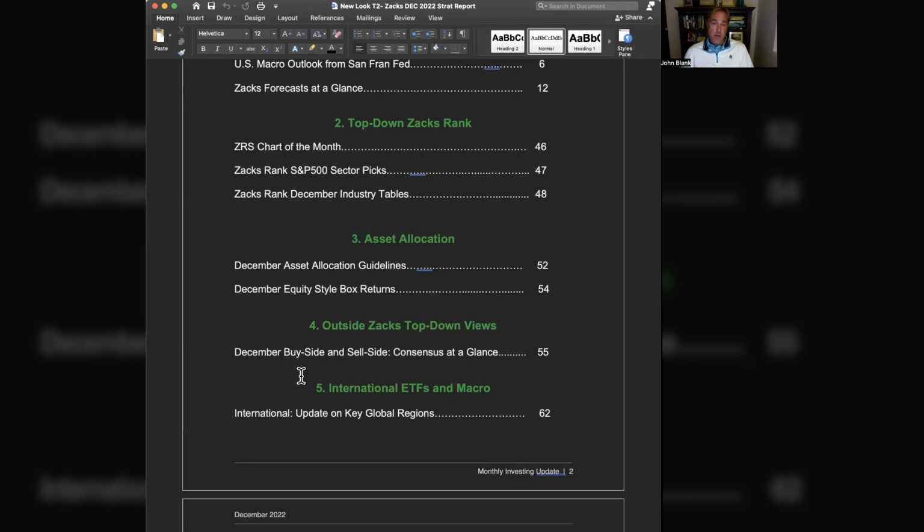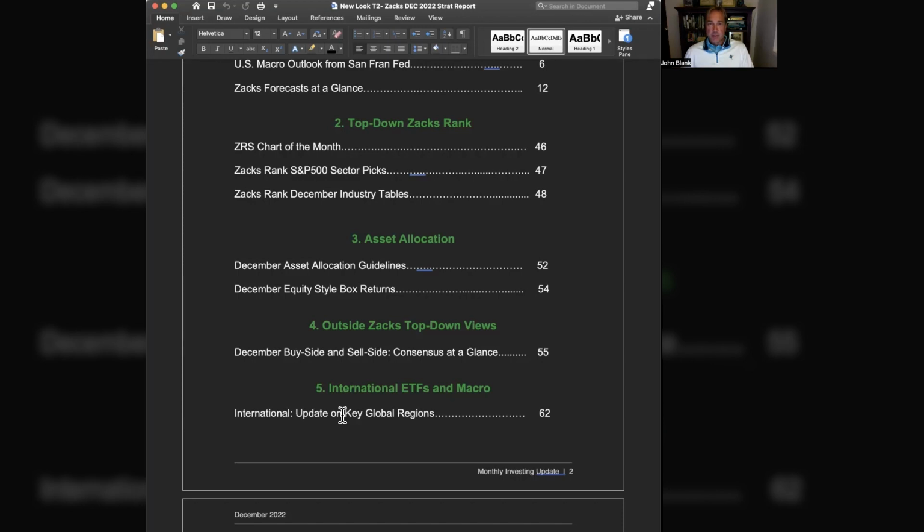This forms our outside consensus. It is the fourth piece. The fifth piece is the international ETFs and macro. Now, obviously, all of this is US specific up to here. This is not. This is going to be your international stuff.